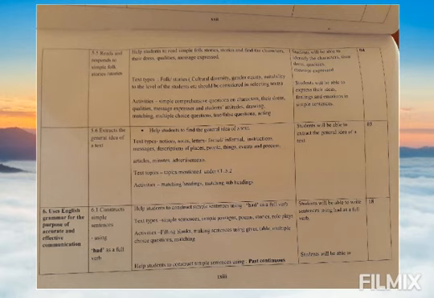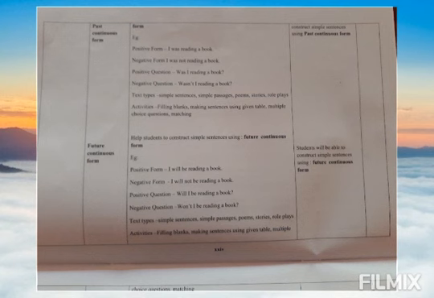6.7 means the competency is 6. So let's find competency 6. Yes, here we found it on page Roman number 23. Right. Competency 6 uses English grammar for the purpose of accurate and effective communication. This is the competency. Then let's see the competency level. What's our competency level?